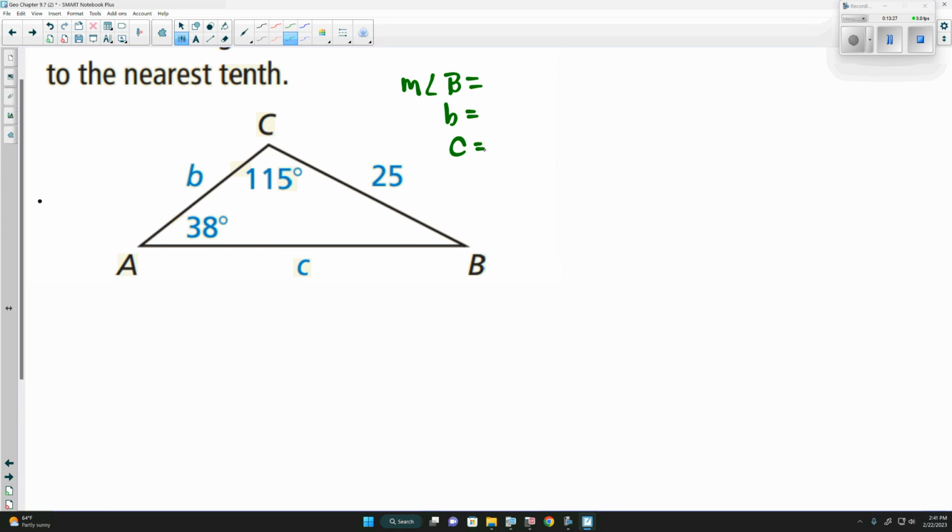Now out of these three, angle B is going to be the easiest one to find, because in a triangle, any three angles add together to 180. So we can add 115 and 38 together, and then subtract it from 180, and that will give us the third angle. So 3, carry the 1, 3, 4, 5. So we get 153. And if we subtract 153 from 180, we get 27.